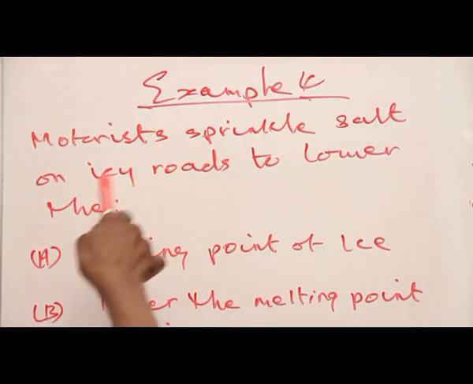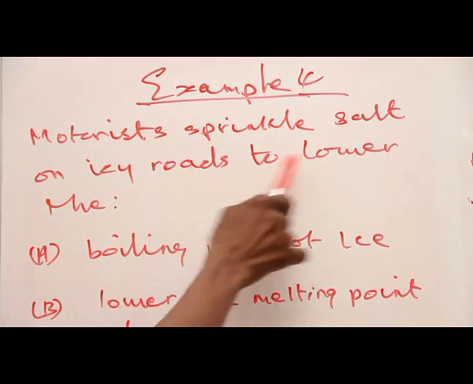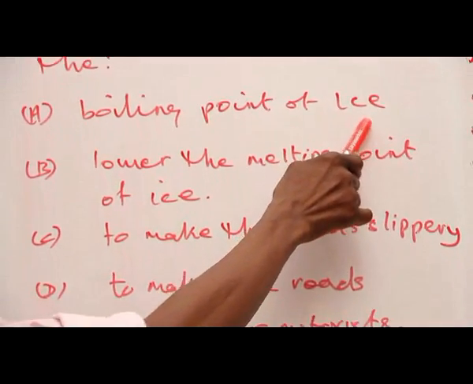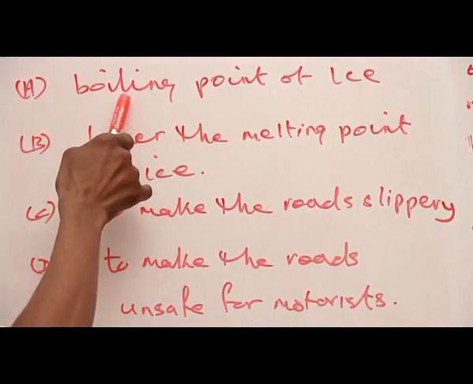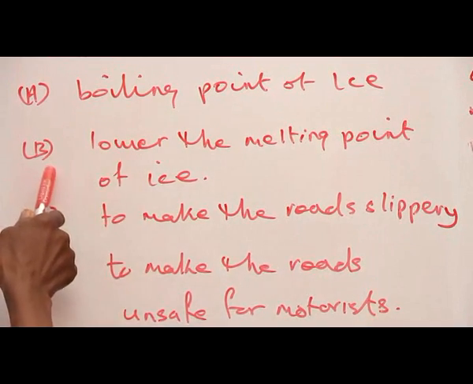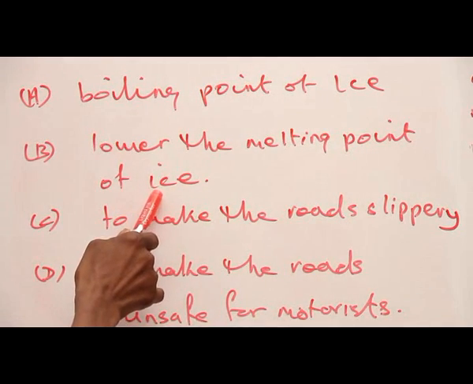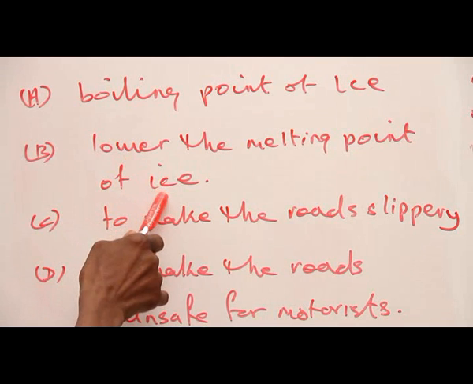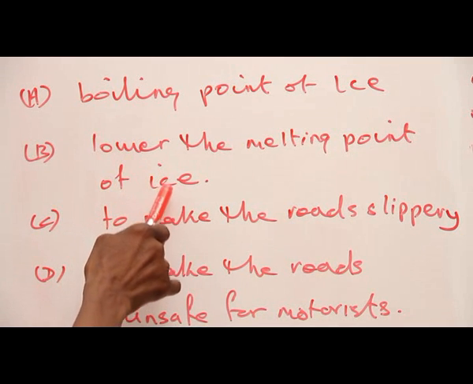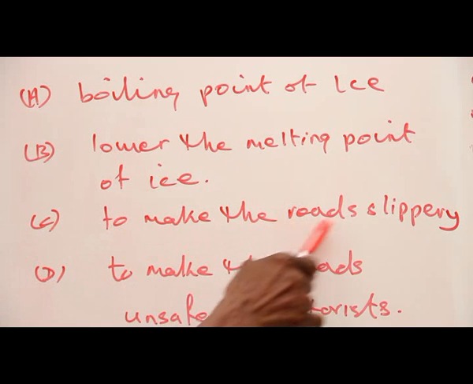Example 4. Motorists sprinkle salt on icy roads to lower the 1. Boiling point of ice. Salt has nothing to do with the boiling point of ice, and so this is a wrong option. 2. Lower the melting point of ice. Yes, the salt helps to lower the melting point of ice so as to lift water on the roads to make vehicles accessible. C. To make the road slippery.